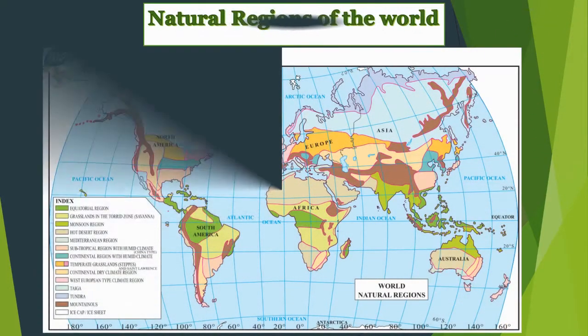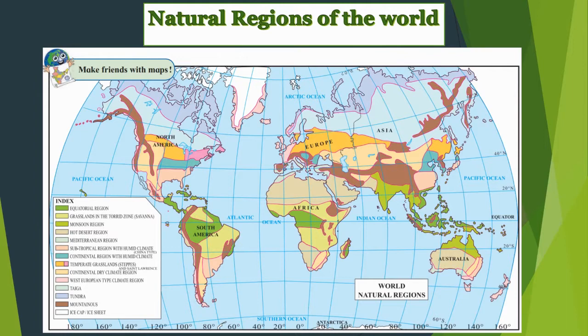This figure is taken from page number 35 of your textbooks, figure 6.1. Let's answer some of the questions given in your textbooks through this figure. The first question is, which natural regions are found in India? Well, there is only one natural region that is found in India, that is the monsoon region. The second question is, which continent comprises a major portion of the hot desert type of region? That is the African continent.